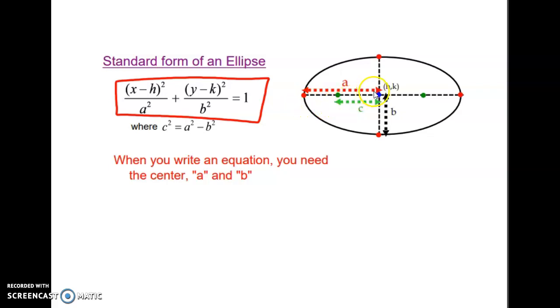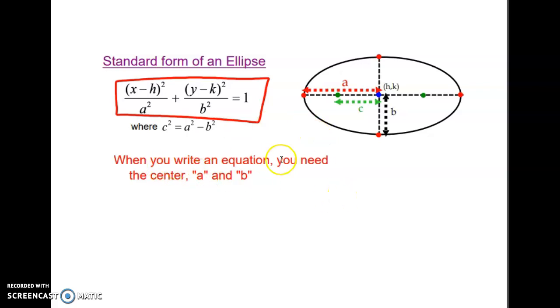Notice that the semi-major axis, that's the long one, is under X. So in this case, this is long horizontally. And I always want these to be opposite. So if I have plus here, I'm going to have minus here. And you'll see how that comes into play as we get to the hyperbola.